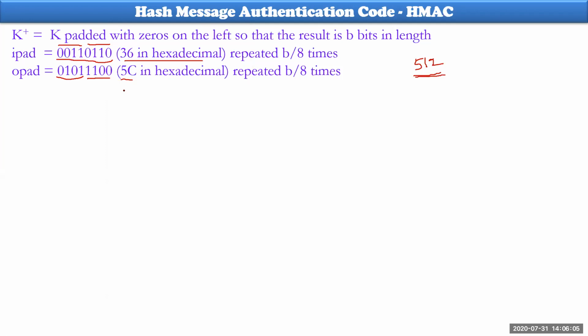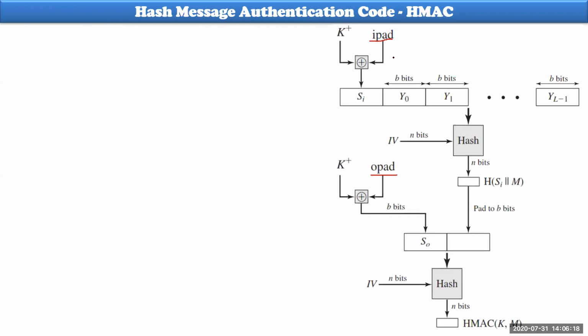So iPad will be equal to 36 in hexadecimal and OPAD will be equal to 5C in hexadecimal. Like that you have to consider it, and the key you have generated by appending zeros, those two will be exclusive OR. After the exclusive OR, the output will also be B bits.